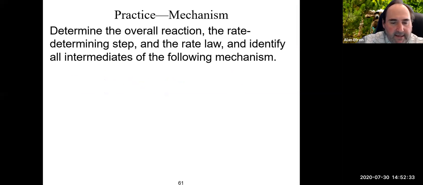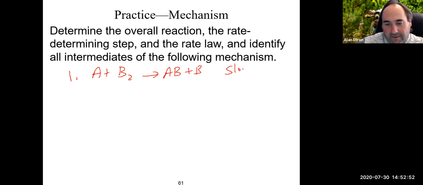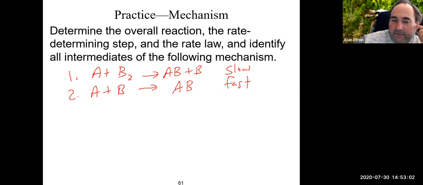When we look at another type of mechanism problem like this, which I can't even see on my screen, let me write what it is. We have step one, which is A plus B2 goes to AB plus B, and this is slow. And number 2 is A plus B goes to AB, and this is fast. So what we want to do is determine the overall reaction. We want to determine the rate determining step. And we also want to identify all the intermediates in this mechanism.